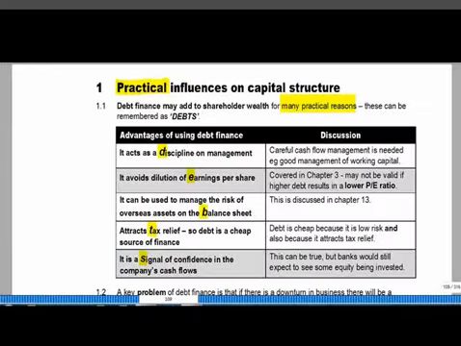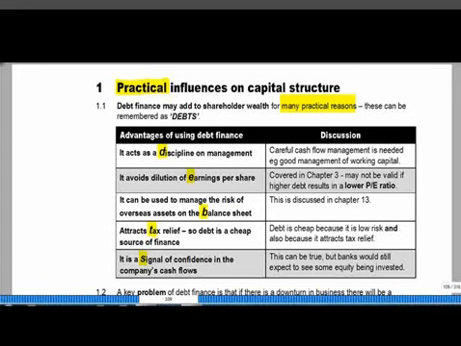So in section 1 we're going to look at practical reasons for using debt and practical problems with using debt. Starting off with some of the advantages. There are 5 important reasons for using debt finance that we cover in the notes, and these can be remembered as DEBTS, debts.